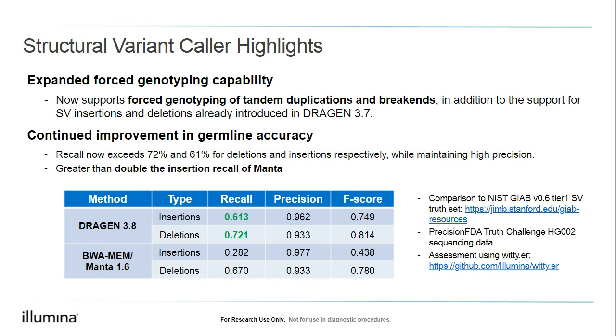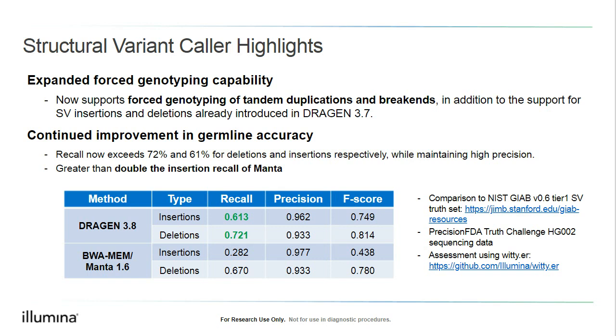Also, there is continued improvement in germline accuracy, so the recall for insertions and deletions now exceeds 72% and 61%, while still maintaining a very high precision. If you are comparing against BWA-MEM and a Manta 1.6 caller, which is the caller that's available on Git today, then you can compare and see that the recall for insertions and deletions is extremely high.